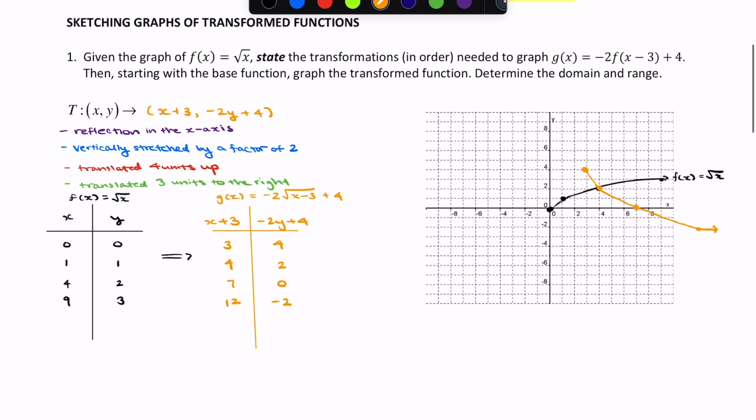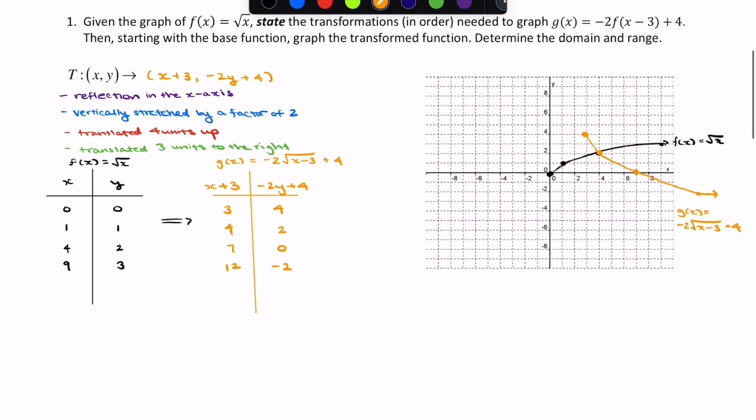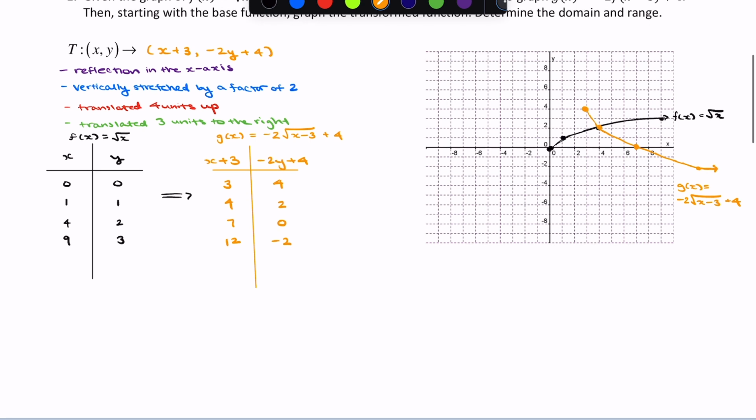Okay, so this would be g of x is equal to negative 2 square root x minus 3 plus 4. Okay, so now it wants us to state the domain and range. Again, we can state it in two ways, either through an inequality or through interval notation. So here we'll start with the inequality.